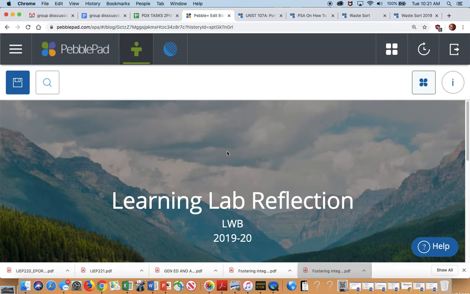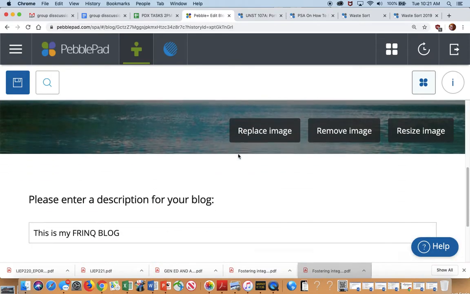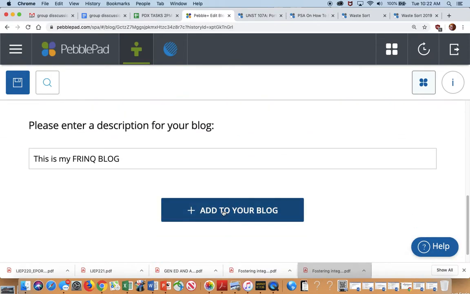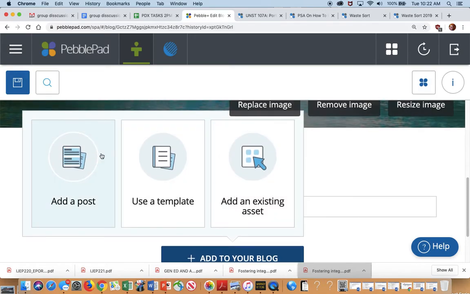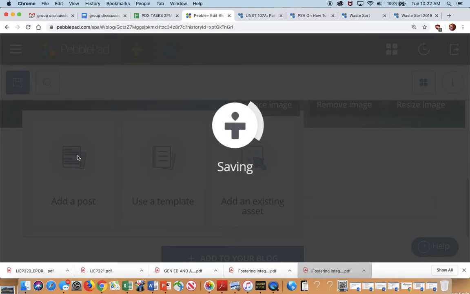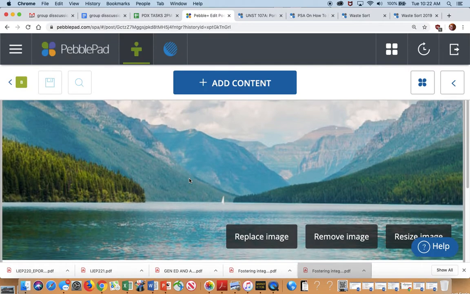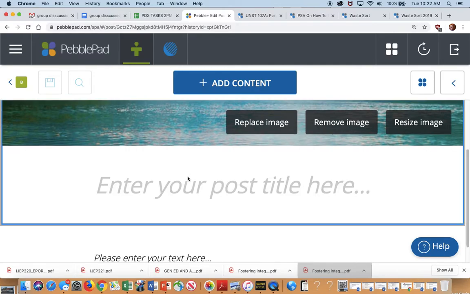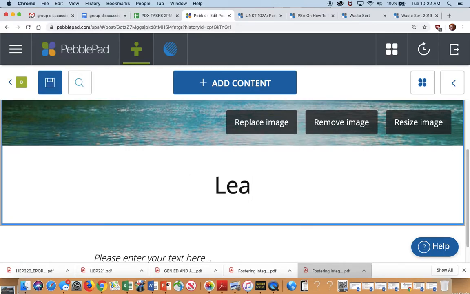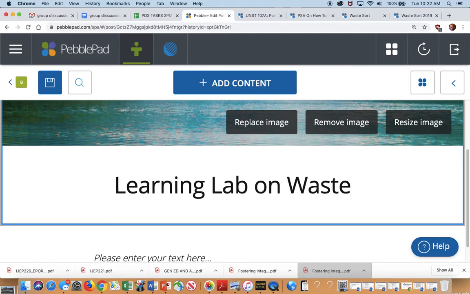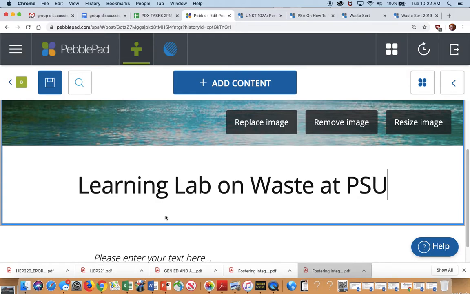You've shared the blog shell with me, and I now have it, and I can go in and look at it. Now, you're going to add to your blog, and you're going to write your first post. So we're going to say add a post. Now, our first post is going to be about the Learning Lab, right? So I can say Learning Lab on Waste at PSU, or whatever you want to say.